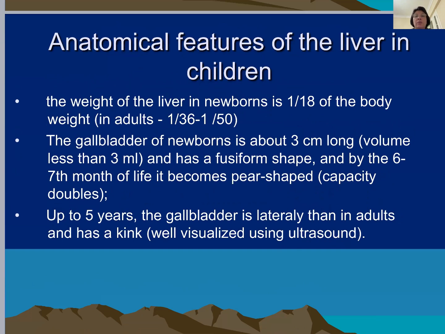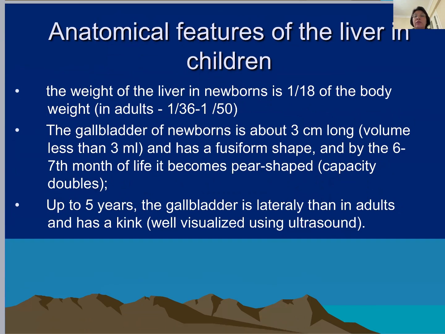Liver. Anatomical features: the weight of the liver in newborns is 1/18 of the body weight. In adults, 1/50. So, the liver in newborns is relatively large. The gallbladder of newborns is about 3 centimeters long, volume less than 3 ml, and has a fusiform shape. By 6 to 7 months of life, it becomes pear-shaped, and capacity doubles. Up to 5 years, the gallbladder is located more laterally than in adults and has a kink.